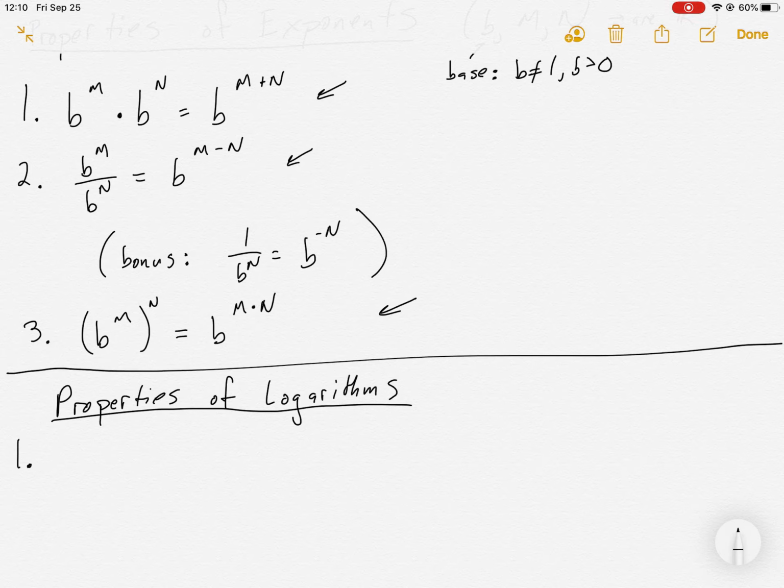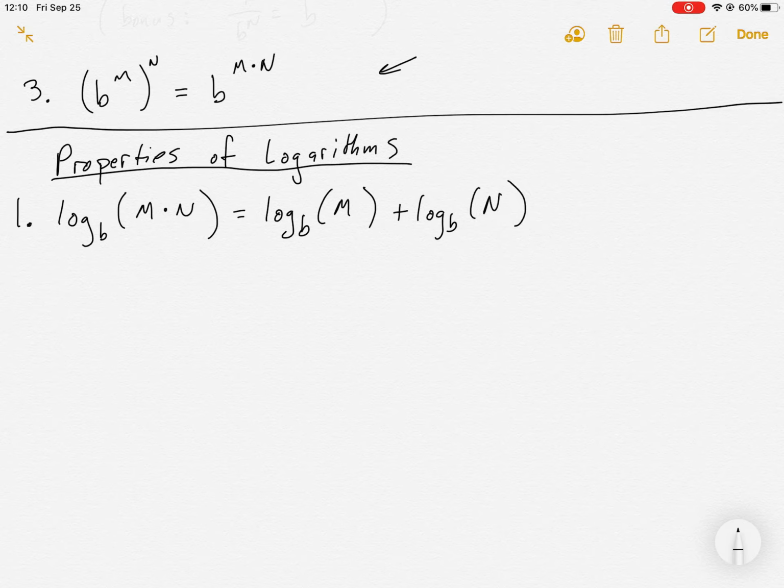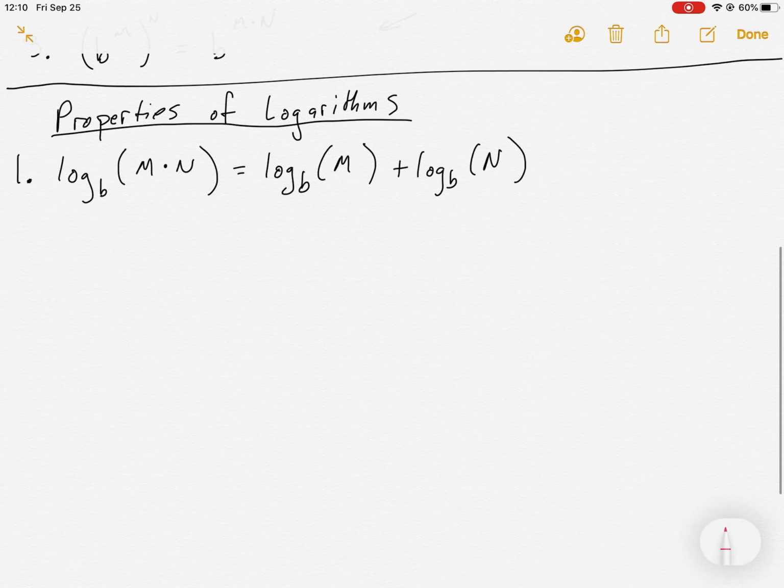So just like we have the first one, it relates addition and multiplication, the same thing's going to happen with properties of logarithms. We're going to say if I have log base b of m times something else n, then this actually equals log base b of m plus log base b of n. So notice if I have a single log on the left here, it turns into two logs on the right. So I have a single logarithm, and it splits into two.